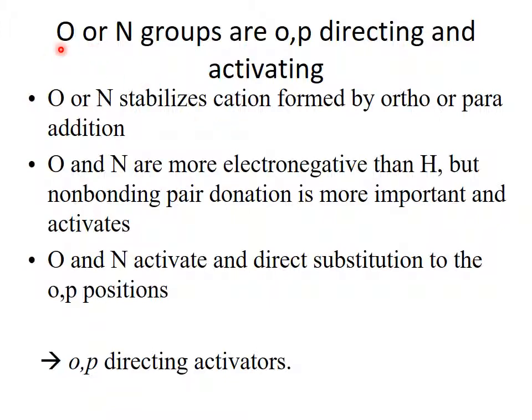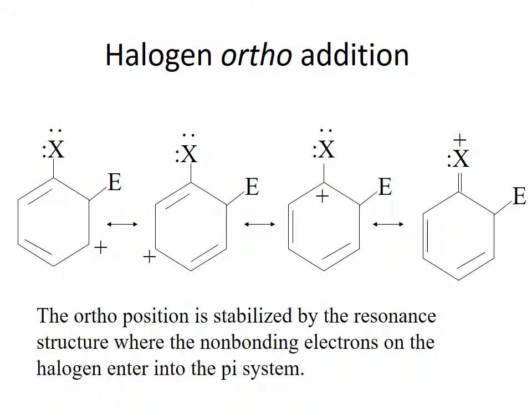Okay, this summarizes that oxygen or nitrogen groups, where the oxygen or nitrogen is directly attached to the ring, are ortho-para directing and activating. The reasons? They stabilize a cation at the ortho and para position, and even though they're more electronegative than a hydrogen, the non-bonding pair can be donated into the ring, and that actually activates and makes it more sensitive to, or faster reacting with, electrophiles. So just remember that those groups where oxygen and nitrogen are directly attached to the ring are ortho-para activators.